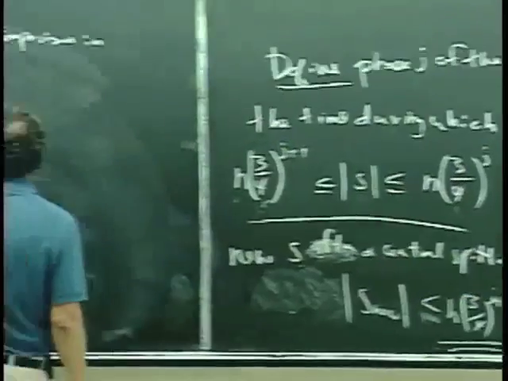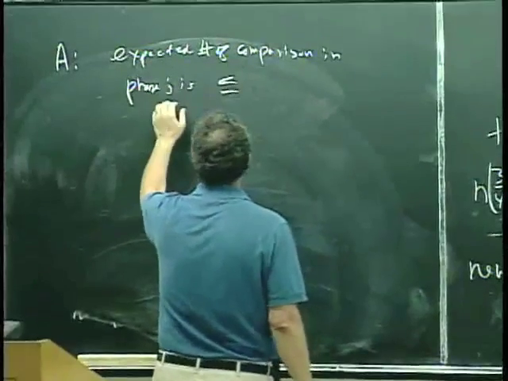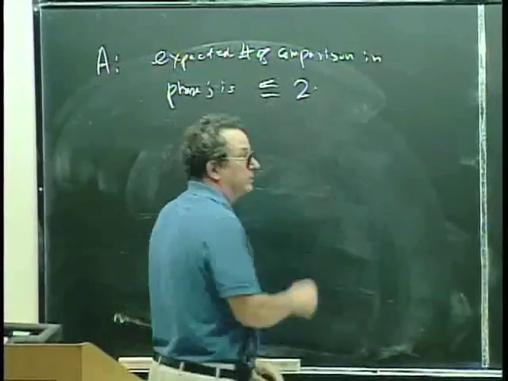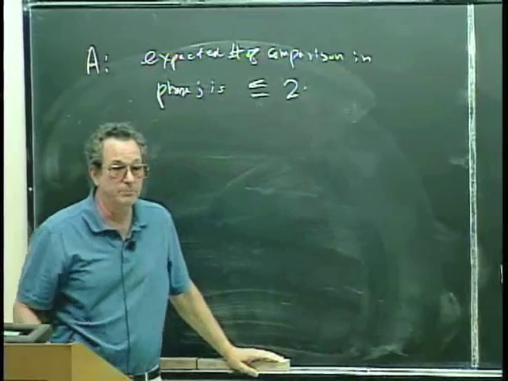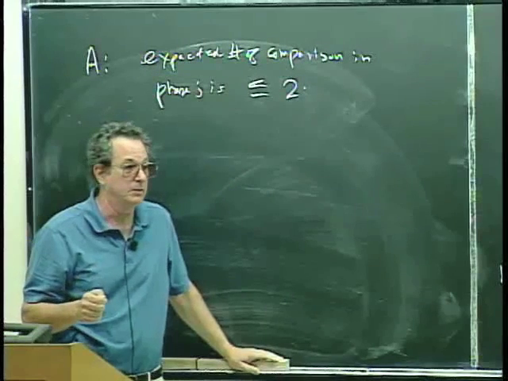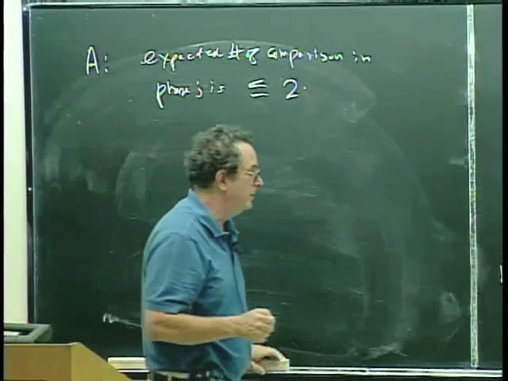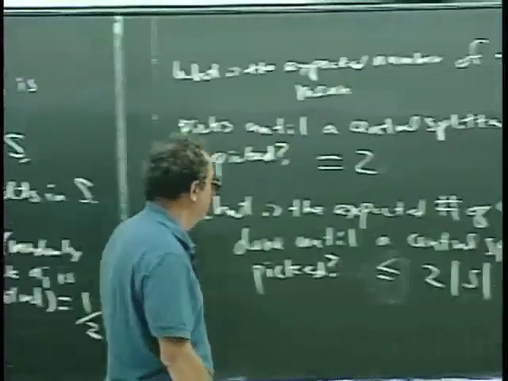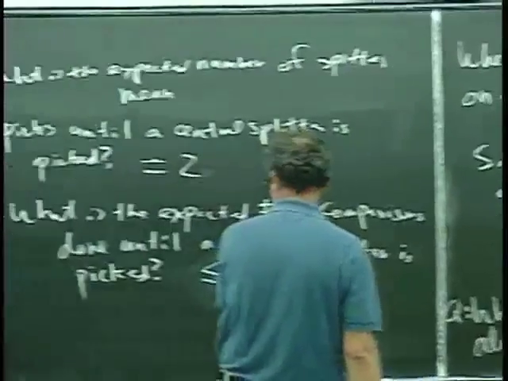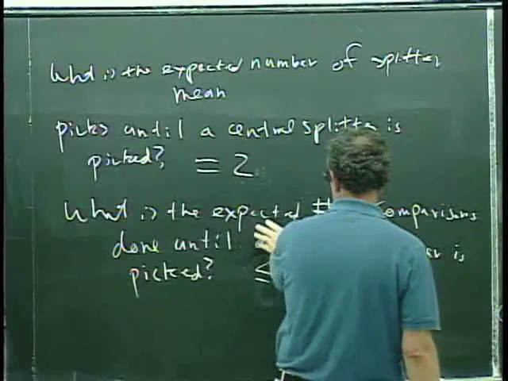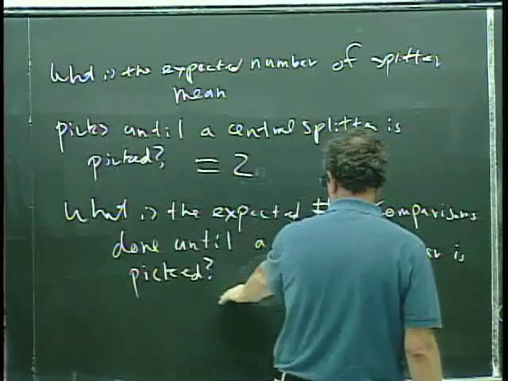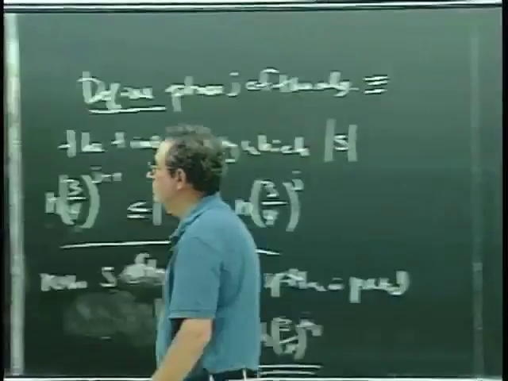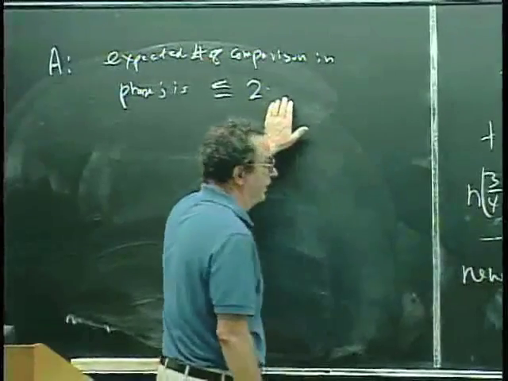So the expected number of comparisons, you put all those pieces together, in phase j is less than or equal to, that's 2 for the expected number of picks of a splitter until it's central. Then you're out of phase j, and while you're in phase j, the expected number of comparisons until a central splitter is picked is less than or equal to 2 times S. So what can I use for S here?